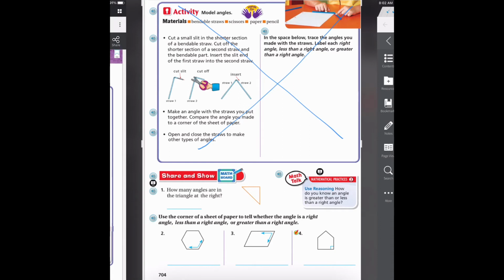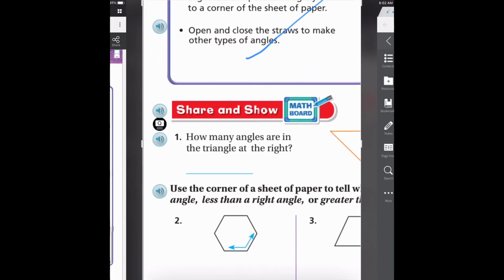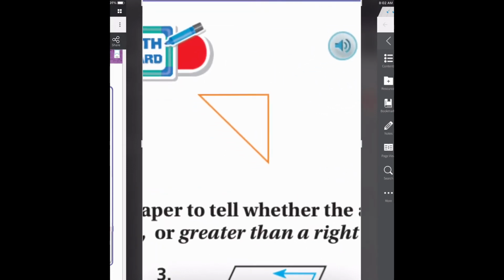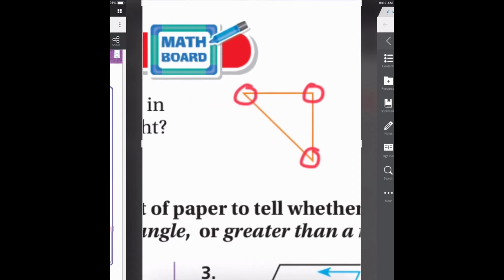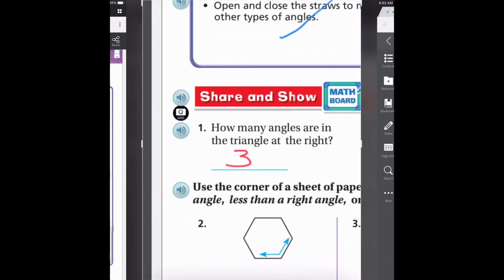All right, boys and girls, I'm assuming you've done 1 through 7, and now you're using this video to check your Share and Show answers. So let's take a look here. Question 1, how many angles are in the triangle at the right? How many angles? So I'm just going to circle them. There's one here, and one here. Triangle has 3 sides. It also always has 3 angles.